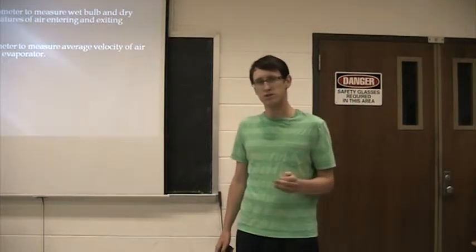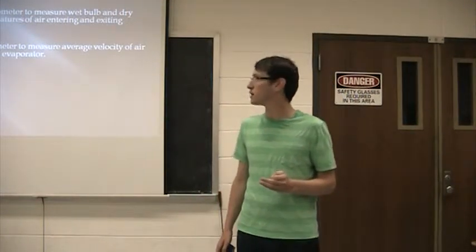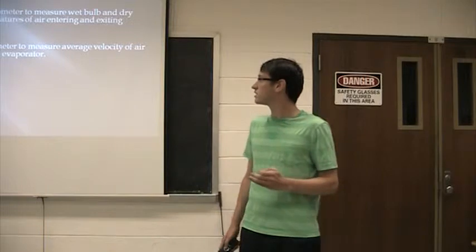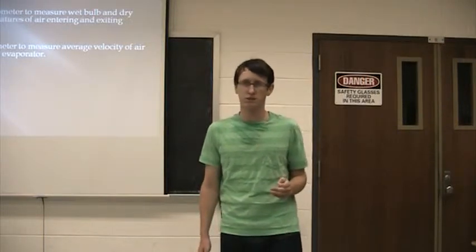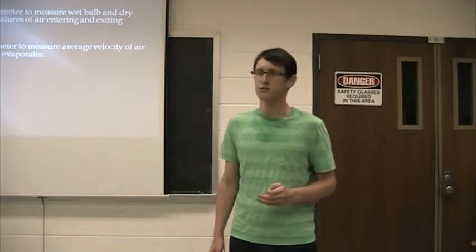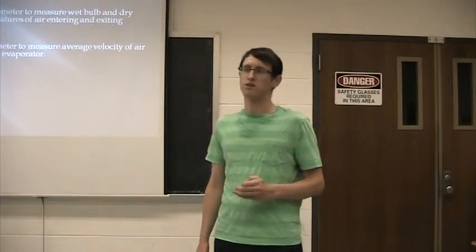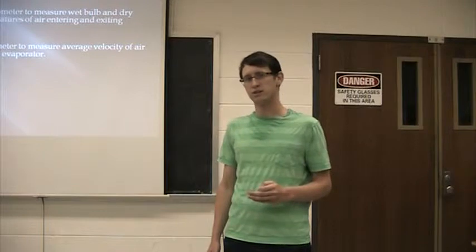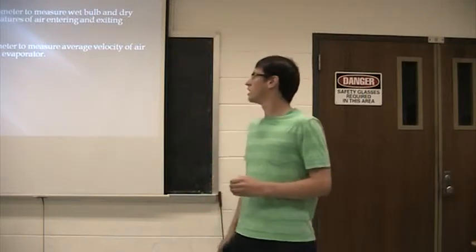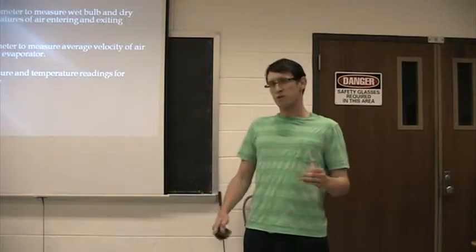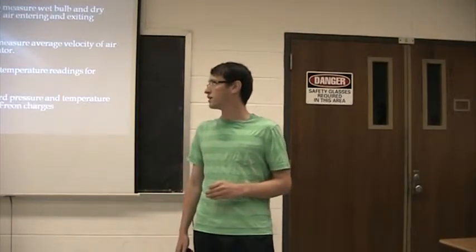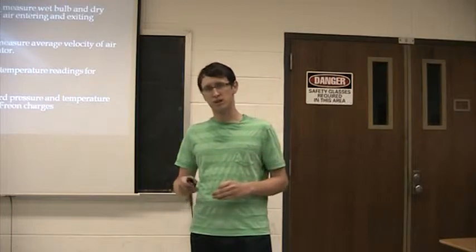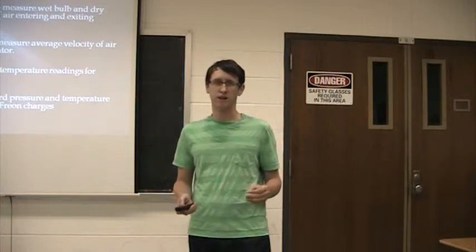Then one group is going to use the psychrometer and the anemometer. They're going to measure the dry bulb and wet bulb temperatures at the 4 points that I showed earlier, and they're also going to use the anemometer to measure the velocity going in so that they can get a mass flow rate. Then we're going to record the pressure and temperature readings for that case, and then we're going to trade off between the 2 groups, draining the freon in half-pound increments.